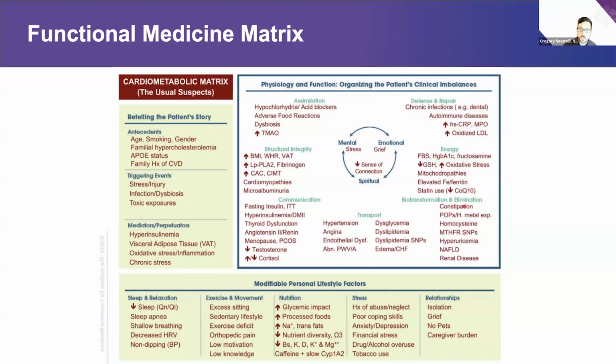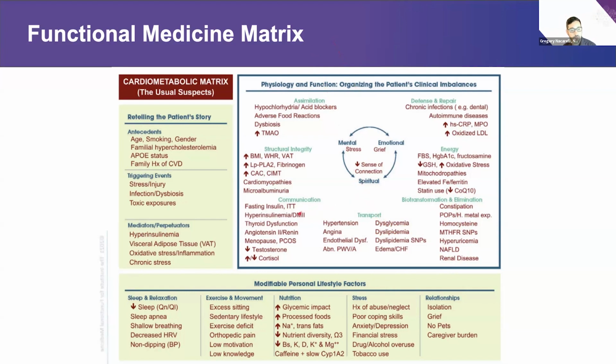For biotransformation and elimination, do they have certain toxin exposures, persistent organic pollutants? Is their homocysteine elevated? Do they have diseases associated with impaired detox, such as non-alcoholic fatty liver disease? For transport, how is their arterial system? Do they have dyslipidemia? Do they have elevated blood glucose? Do they have endothelial dysfunction?